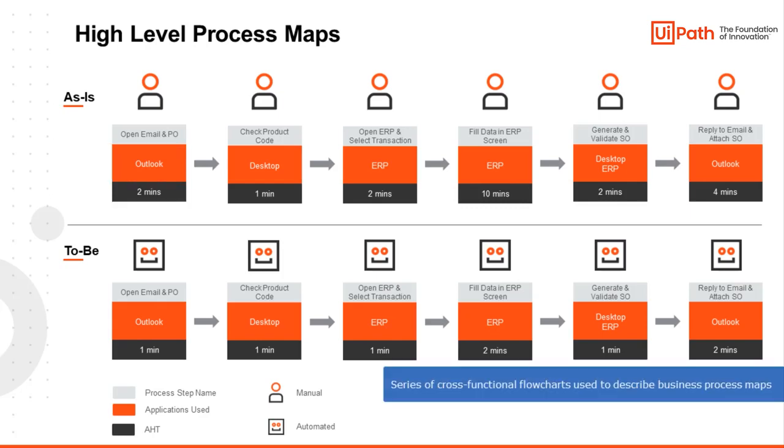A series of cross-functional flowcharts can be used to describe business process maps. Each flowchart is of a certain level, between 0 to 4, depending upon the amount of details it has.